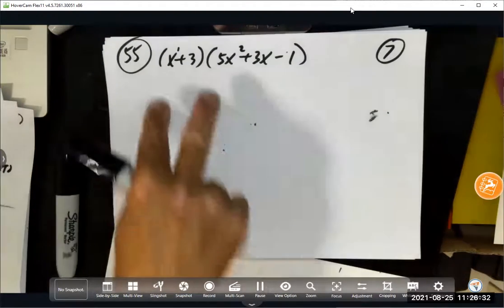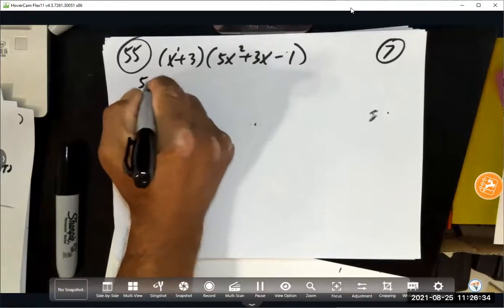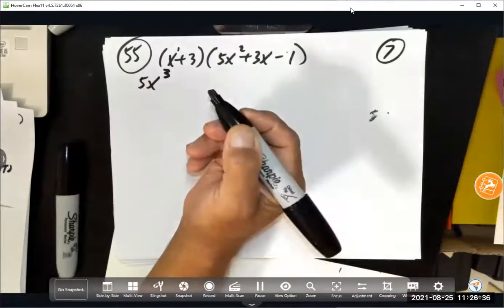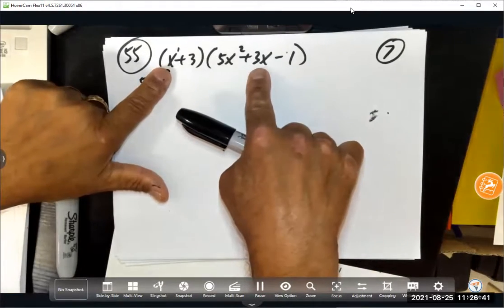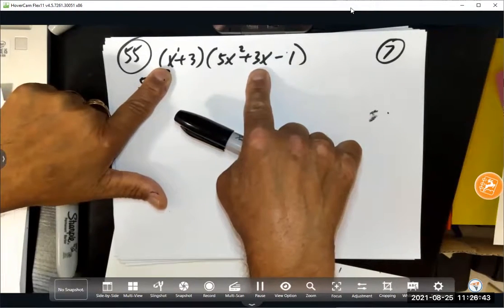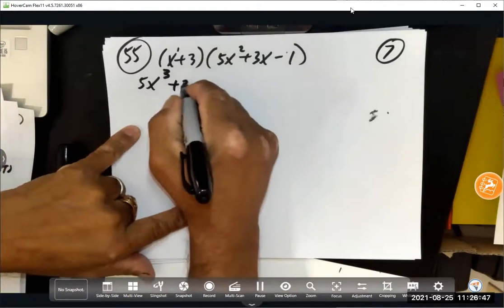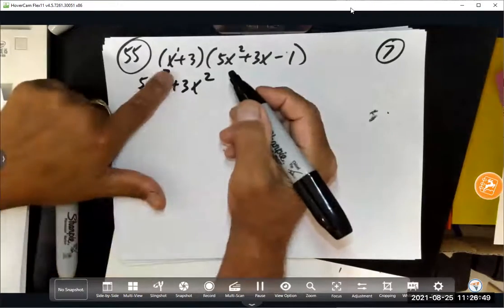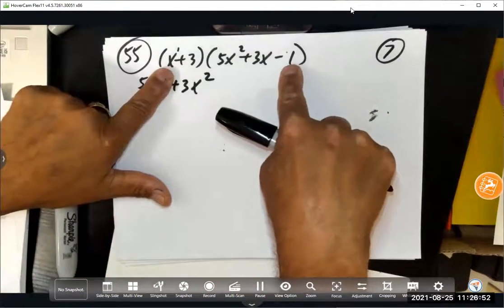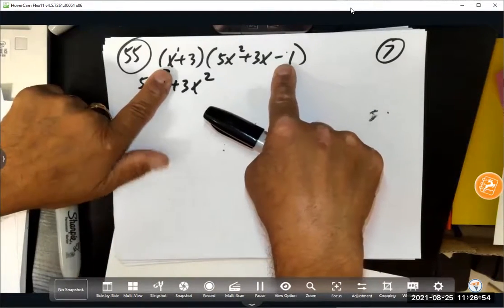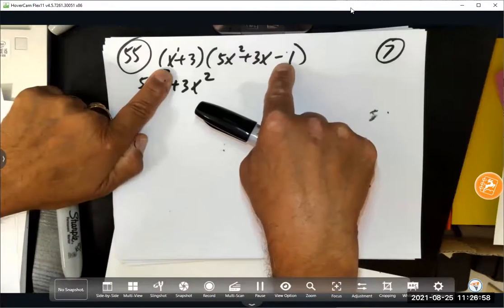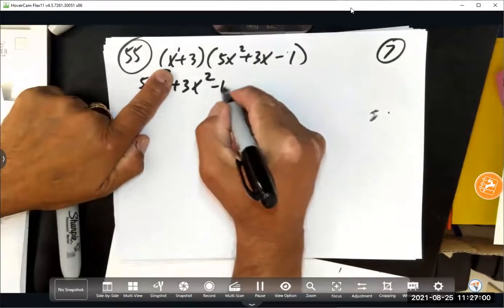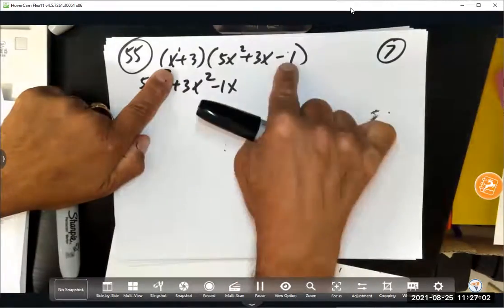What is that? 5x to the power of 3. Right, to the power of 3. So now this one times the middle one, what is that going to be? What's x times 3x? 3x to the what power? 2. Exactly. Now, what is x times negative 1? Negative 1x. There you go. Negative 1, right? Positive times negative is negative.